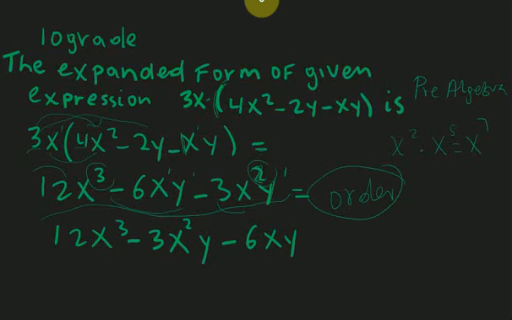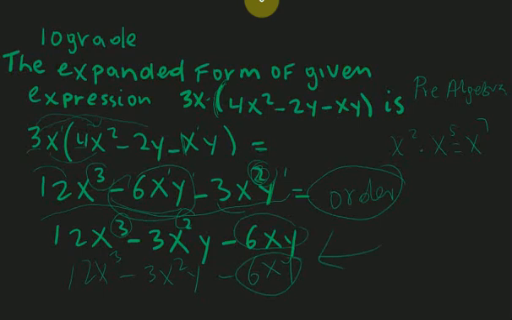So this then becomes, the power of 3 first, so we have 12x cubed minus, the second power, x has a square here, so minus 3x squared y minus 6xy. So we just move this part to the end here. So that's the final answer for pre-algebra 10th grade, doing the expanded form. So now it looks like you expand it. This is how you expand it.